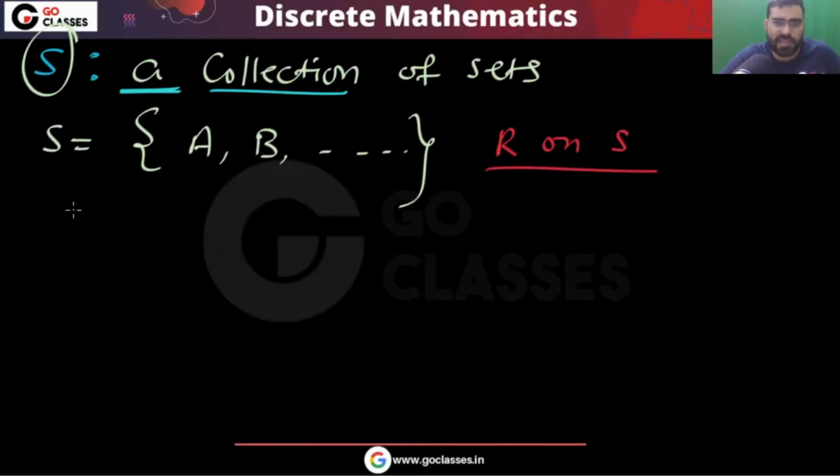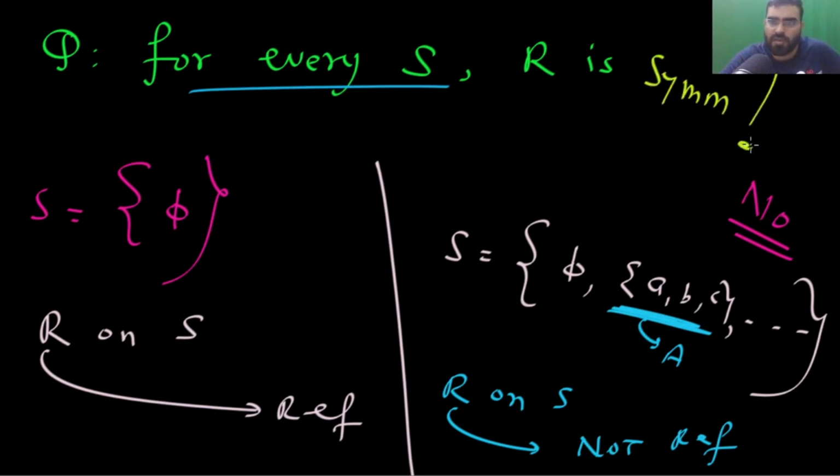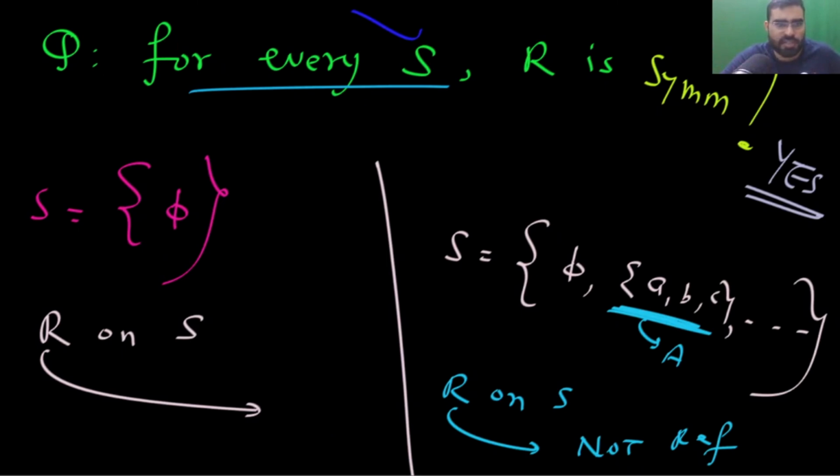What about symmetric, anti-symmetric? What can you say? Disjointness, is it symmetric? This will always be symmetric. Can I say that for every S, R is symmetric? The answer will be yes. Whatever set you take, this will always be symmetric. The symmetric property will always be satisfied. Disjointness is always symmetric.